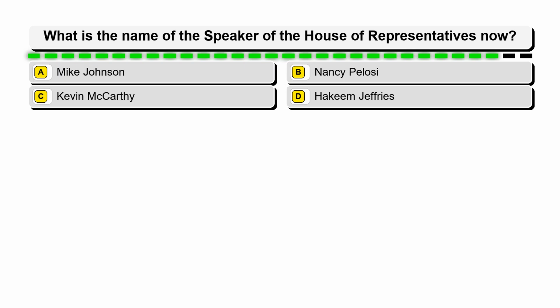Question 33. What is the name of the Speaker of the House of Representatives now? Option A, Mike Johnson. Option B, Nancy Pelosi. Option C, Kevin McCarthy. Option D, Hakeem Jeffries.